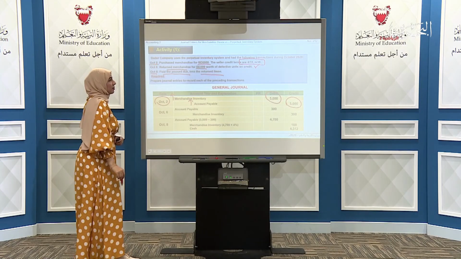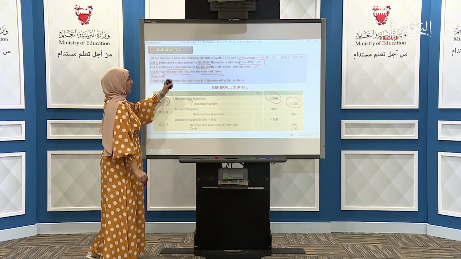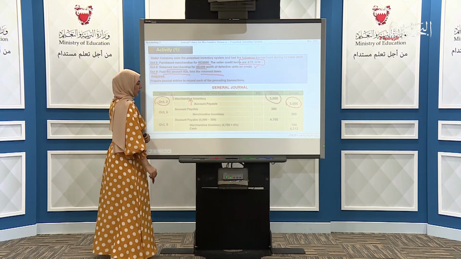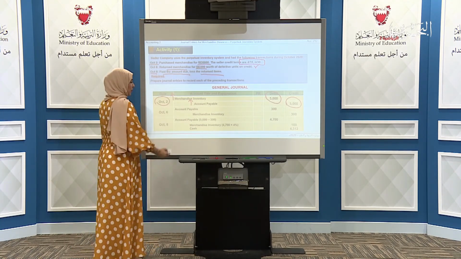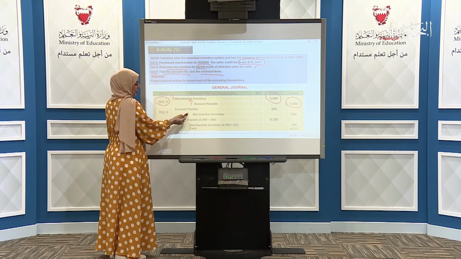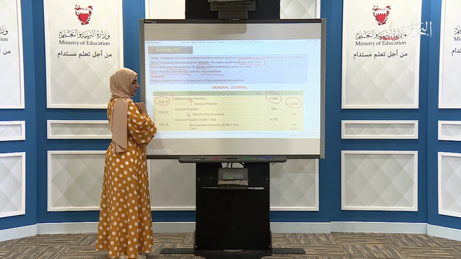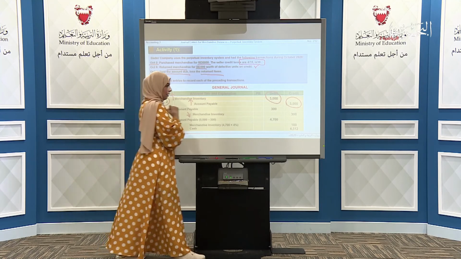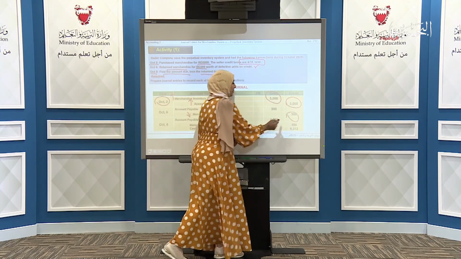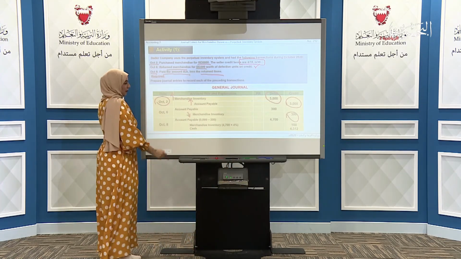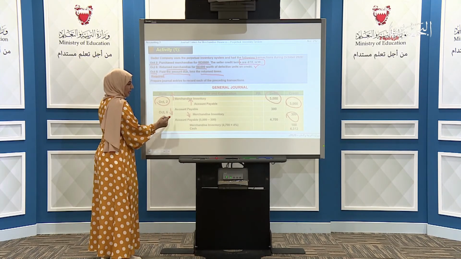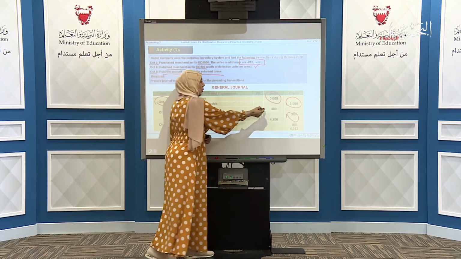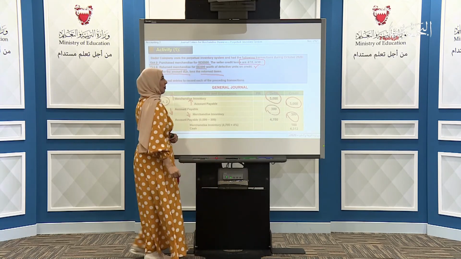Moving to the second transaction, the return of merchandise for 300. If there is a return, the inventory for me will decrease and it will affect the credit side with 300, and the liability for me will also decrease, and it will affect the debit side with 300, the amount of the return.